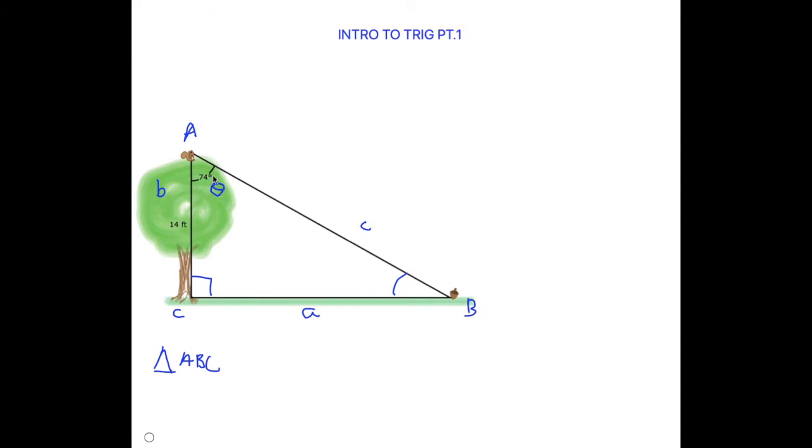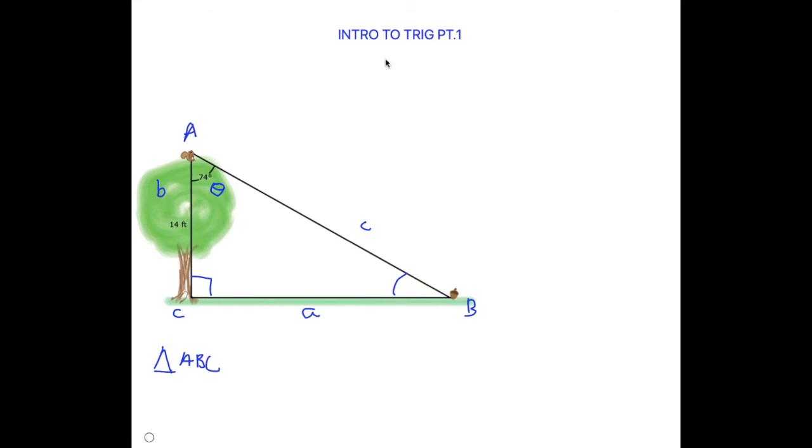I know previously I mentioned that theta is used to represent an unknown angle. However, in this case, we're trying to solve for the length of CB to see how far the acorn is from the tree. This type of problem is quite hard to solve considering we haven't looked at trigonometric ratios, and that's what we're going to be doing right now.